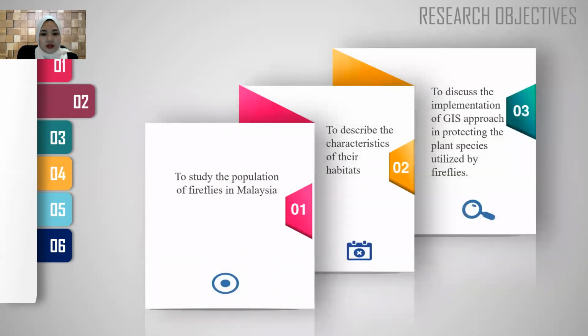The research objectives for these studies are to study the populations of fireflies in Malaysia, to describe the characteristics of the habitats, and lastly, to discuss the implementation of the GIS approach in protecting the plant species utilized by fireflies.